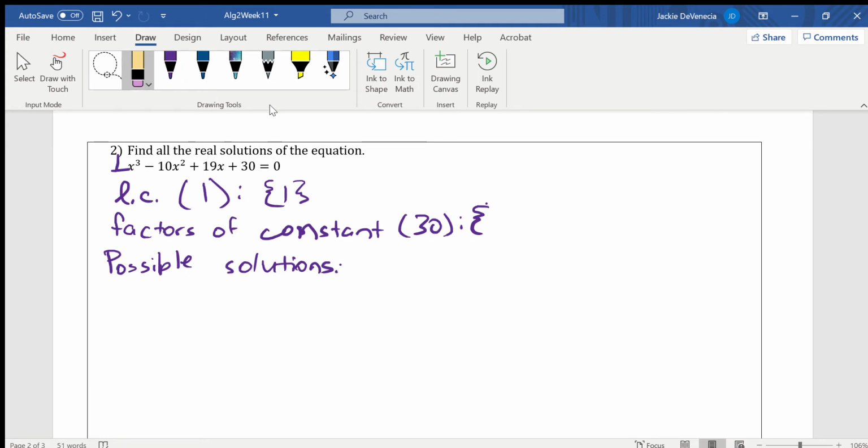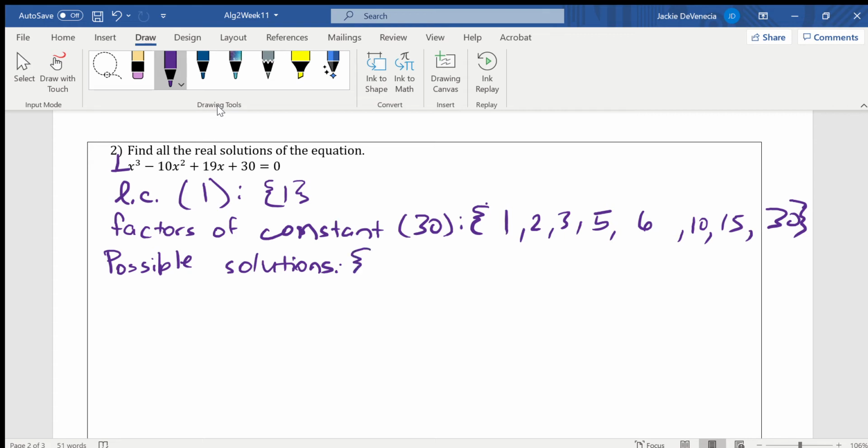No, not plus or minus 1 yet. It's just going to be 1 times 30, 2 times 15, 3 times 10, and 5 times 6. I only wrote it like this so it's going to be in order. Now, I need to divide all of these by 1. I need to put it as a fraction.